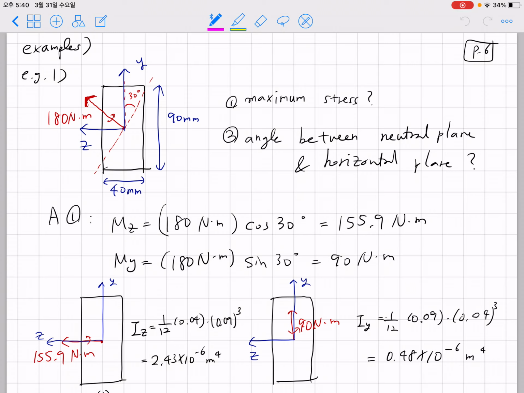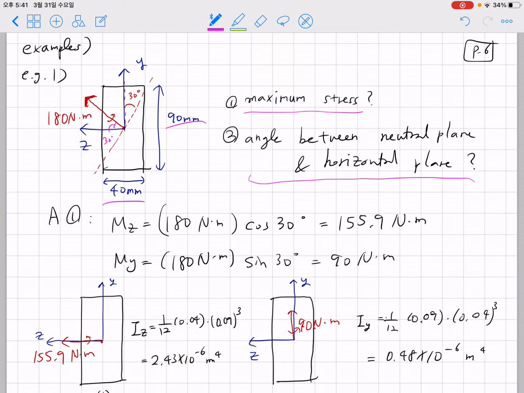So in the first problem, we have the beam under bending. However, this bending is not applied to either of the principal axes, and it's applied at 30 degrees from the horizontal axis. The dimension of this rectangular cross section is 40 millimeter in width and 90 millimeter in height. The problem asks what is the maximum stress, and also what is the angle between the neutral plane and the horizontal plane.